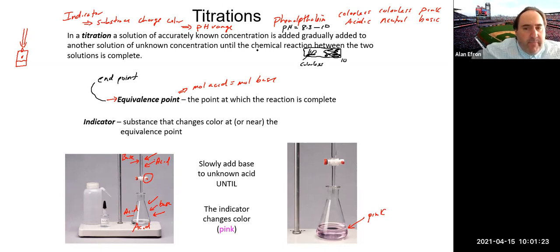Now, we always want to choose, and we'll talk about this a little bit later on, an indicator that actually does change color near the equivalence point. So that's obviously the purpose of choosing the proper indicator when you're doing a titration: to make sure that you can visually see the color change occur as you're nearing that equivalence point.